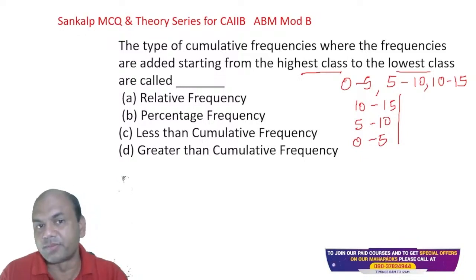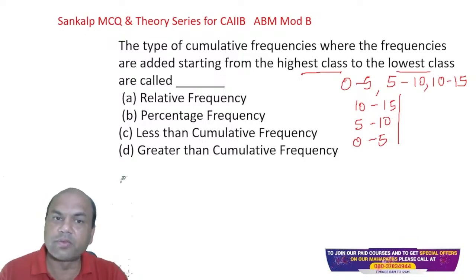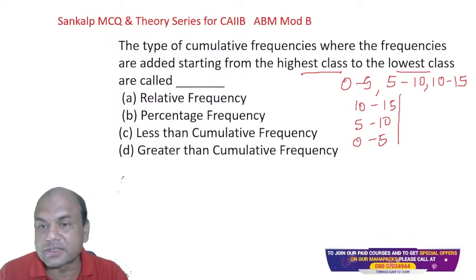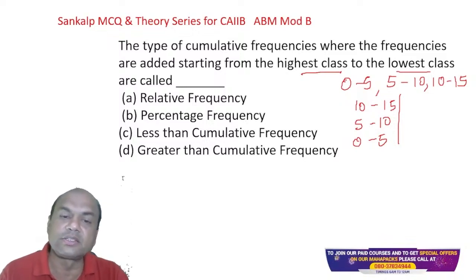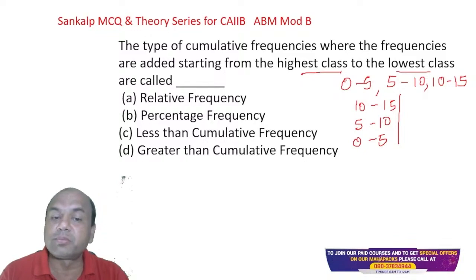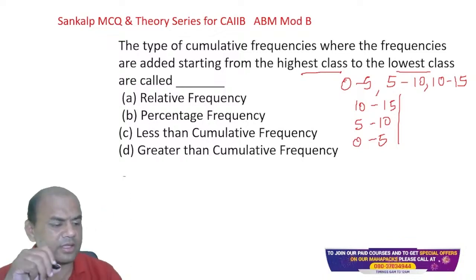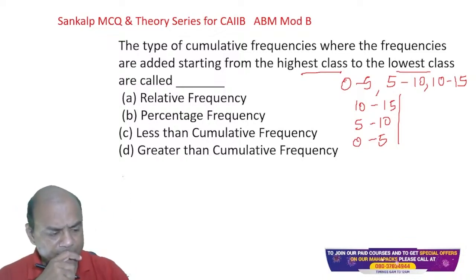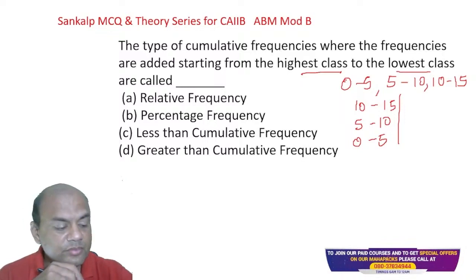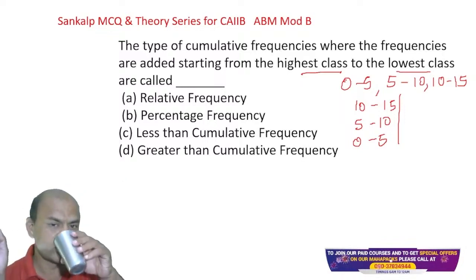This is the question. The type of cumulative frequency where the frequencies are added starting from the highest class to the lowest class is known as what? Relative frequency, percentage frequency, less than cumulative, or greater than cumulative? What is it called? Type in the comment section.